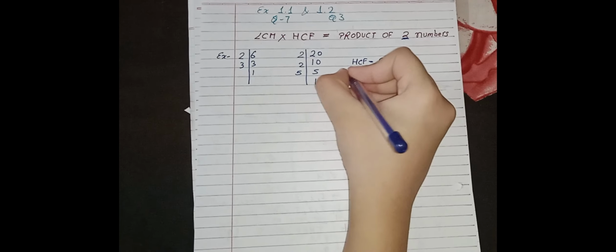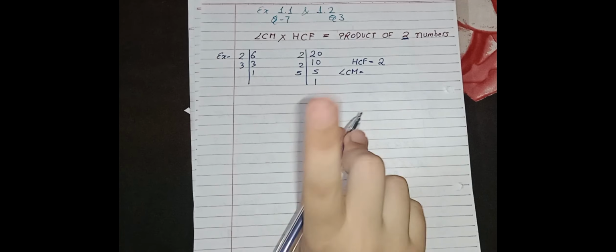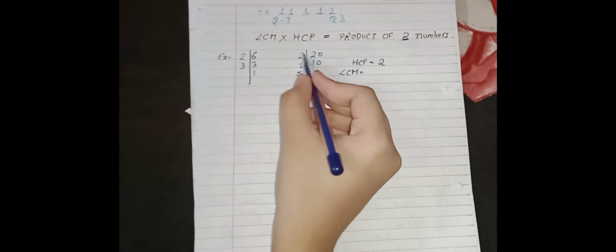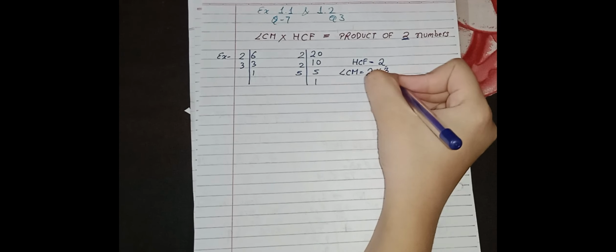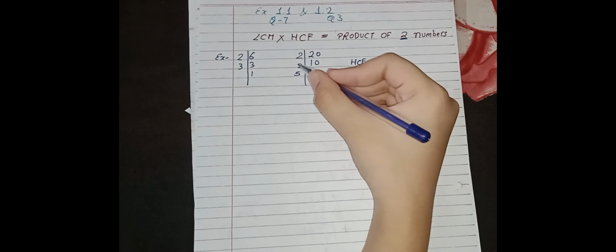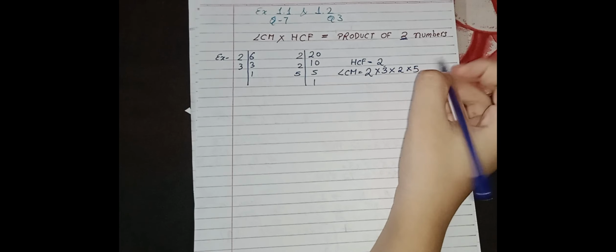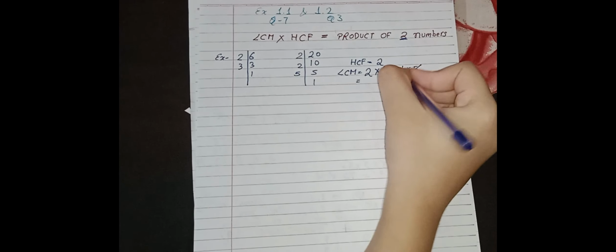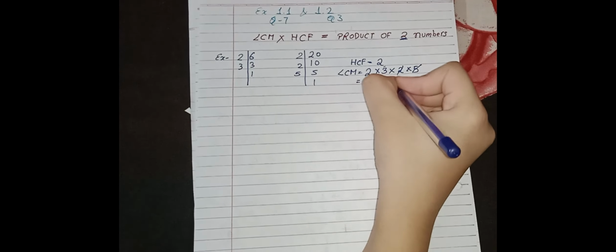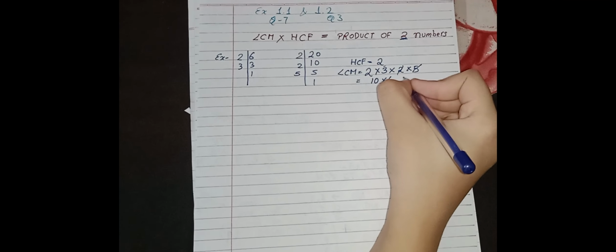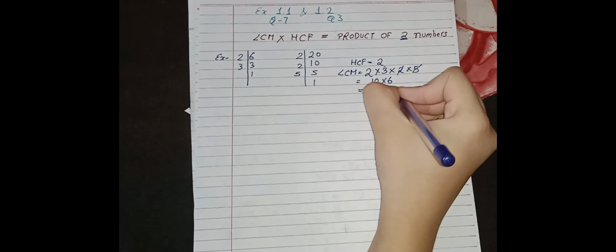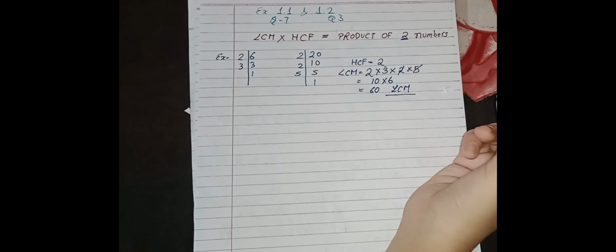Now, LCM. 2 is common, so you will write it as it is. Now the remaining is 3, and 1 more 2 was there right here, and 5. So the answer is 5 into 2 into 3 into 2, that gives us 60, and that is our LCM. We got our HCF, we got our LCM.